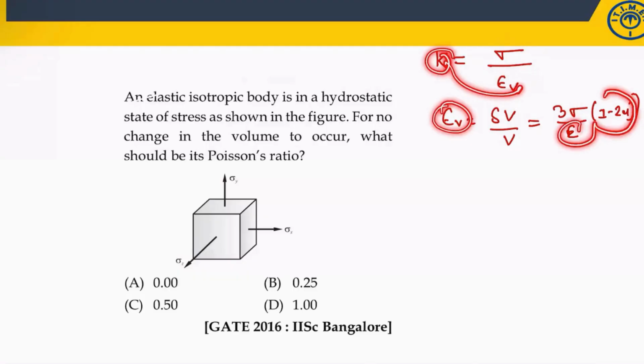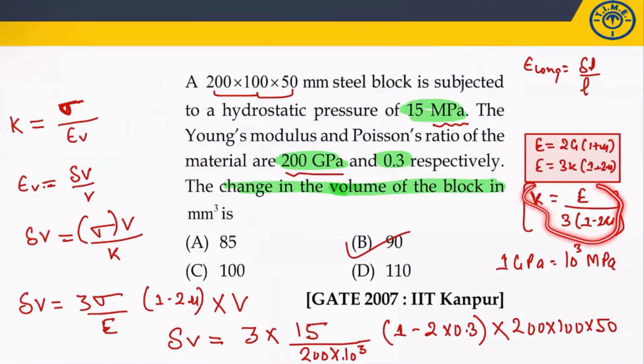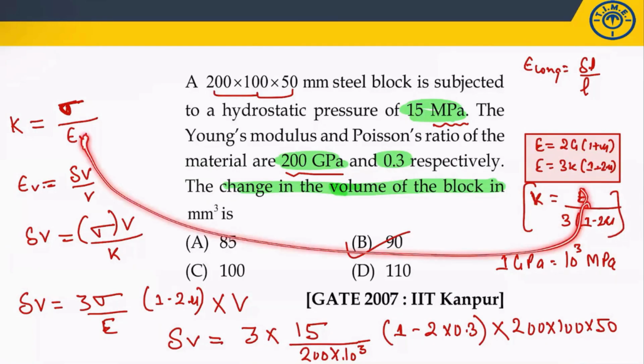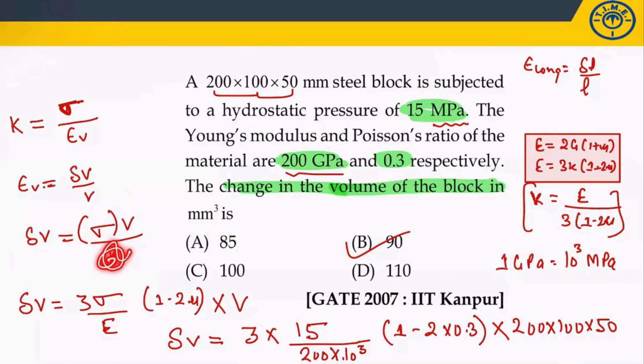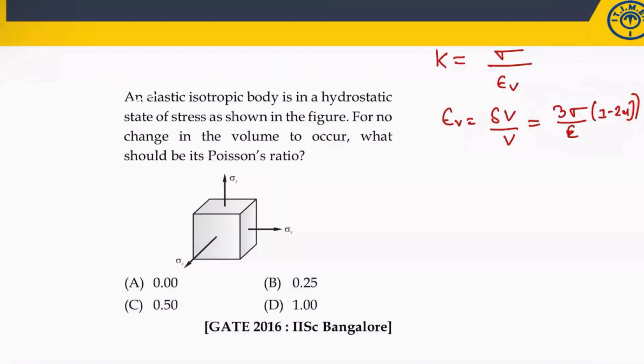What is the K value? E divided by 1 minus 2 mu, the same thing I have discussed in this one. K is nothing but E divided by 3 into (1 minus 2 mu). So if you put this here, K value is E over 3(1 minus 2 mu), so same thing I have written. So if you want, you can calculate the change in volume: 3 sigma by E into (1 minus 2 mu) into V.